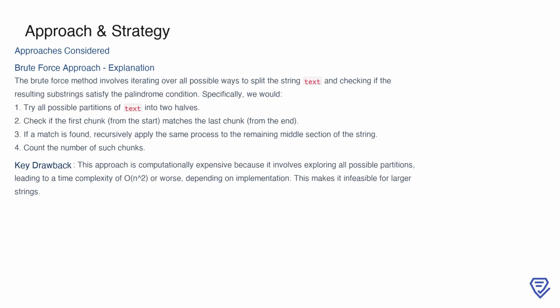Let's start by considering the brute force approach to solving this problem. The idea here is to examine every possible way to split the string into 2 halves and check if the resulting substrings satisfy the palindrome condition. Specifically, we take the first chunk starting from the beginning of the string and compare it to the last chunk starting from the end. If those 2 chunks match, we count it as a valid chunk and then recursively apply the same process to the middle portion of the string.